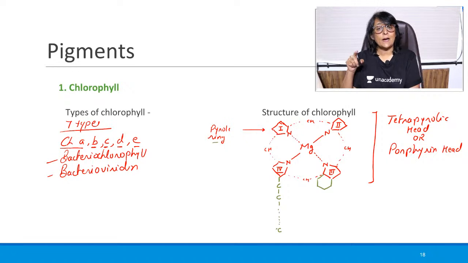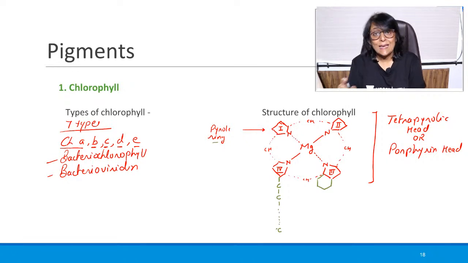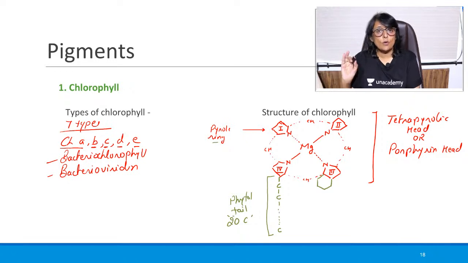So the upper part, which has magnesium in the center and 4 pyrrole rings, makes the head of chlorophyll, and this is the chain. It is called phytol tail. It normally has 20 carbons. So this is what the chlorophyll molecule is. This is what we need to know about the chlorophyll molecule.